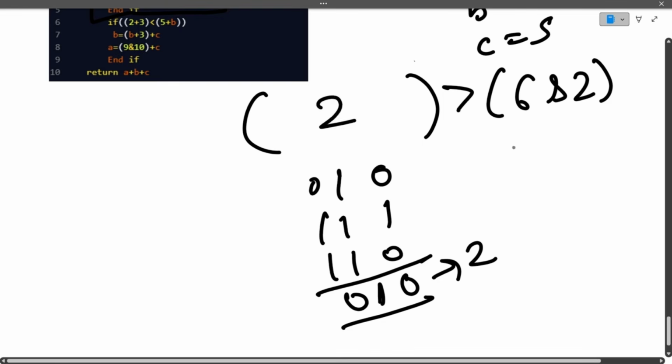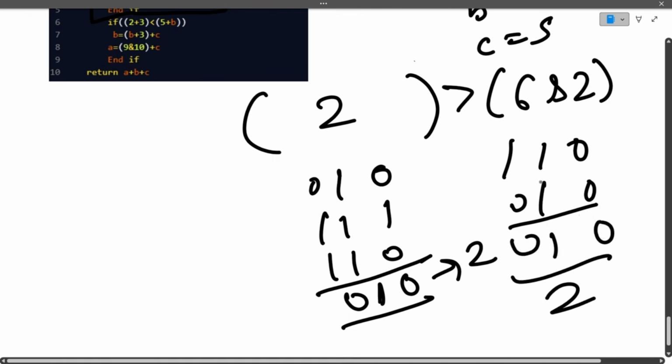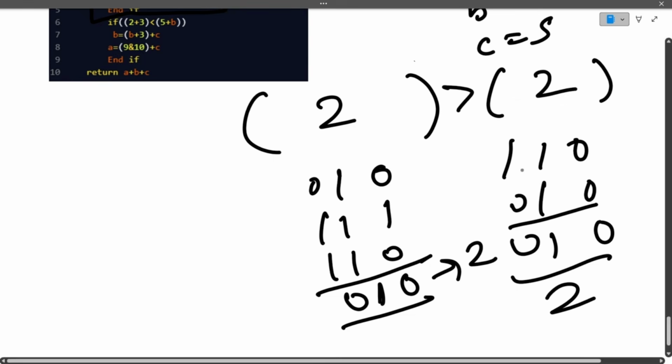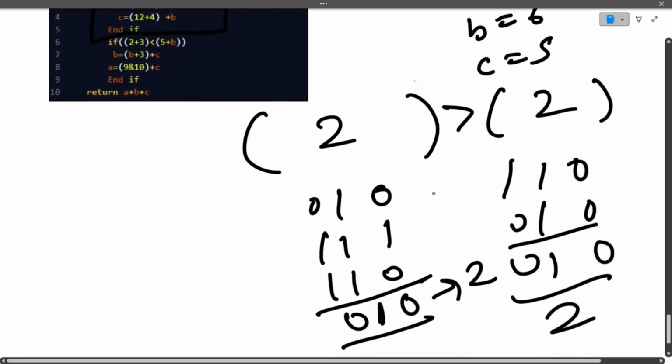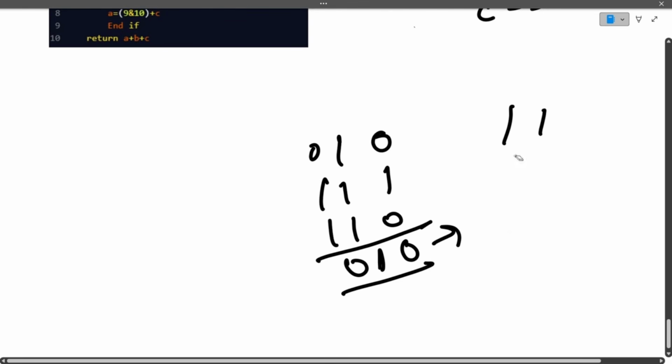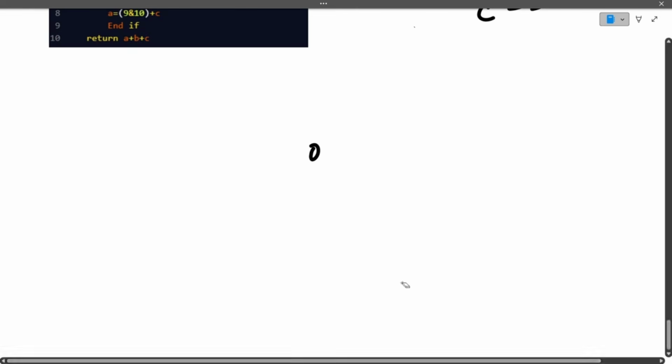Then we are doing 6 and 2. So 6 is 1 1 0, 2 is 0 1 0. So 6 and 2 gives us 0 1 0, which is 2 only. So is 2 greater than 2? The answer is no. So this first if condition will not run. In the exam the time will be less, so you will have to do these things quickly.